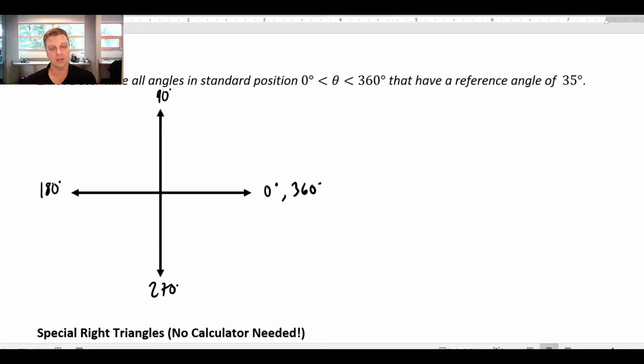Whenever we talk about angles, we actually have to specify a range of angles, because you could go round and around and around. You could go round and around forever. But we're just going to do it for one complete rotation. Okay, and we're going to look for angles that have a reference angle of 35.